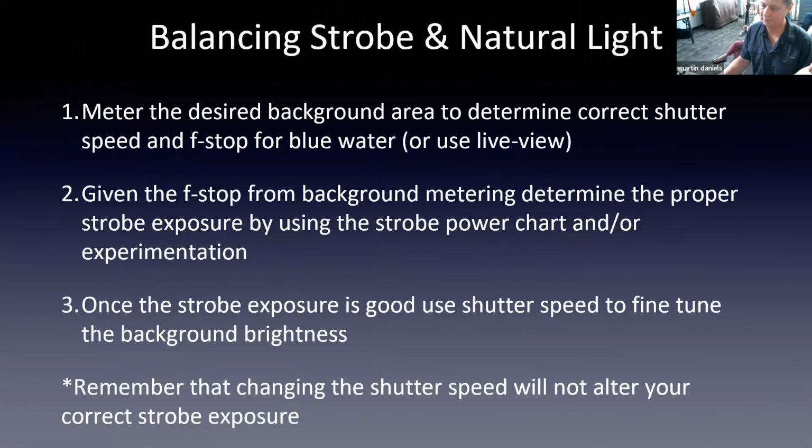So what I do, I meter the background to determine the correct shutter speed and f-stop for the blue water. And then given that f-stop that I generate from that, that will help me determine how my strobes are going to work, what power output I need my strobes on. Because if the f-stop for the blue water says F11, then I put my strobes about halfway, half power. If this blue water metering says my strobes need to be on F5.6, then I need to turn my strobes down because they're going to put out way too much light if I use them at half power at 5.6. Okay.